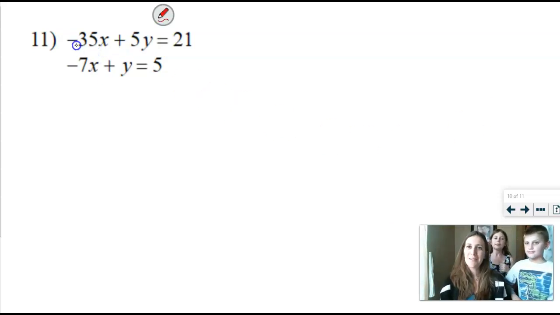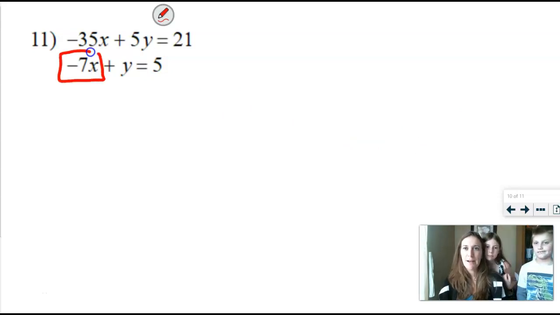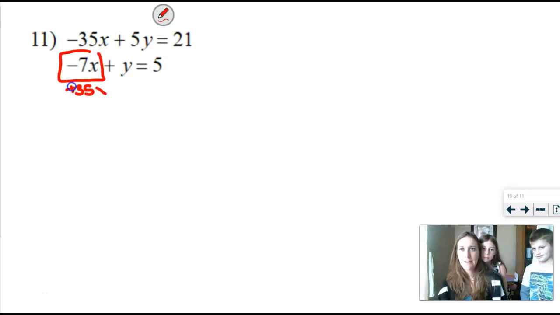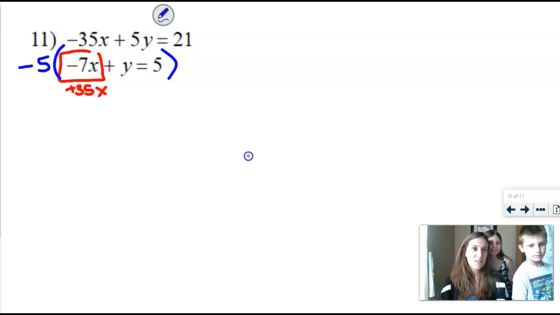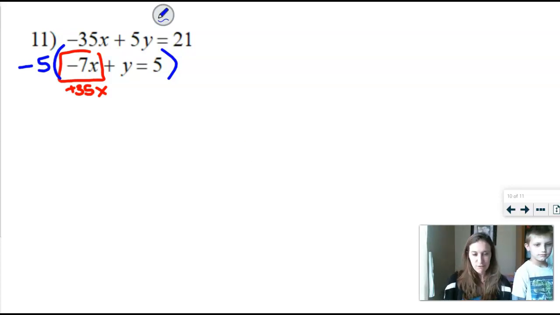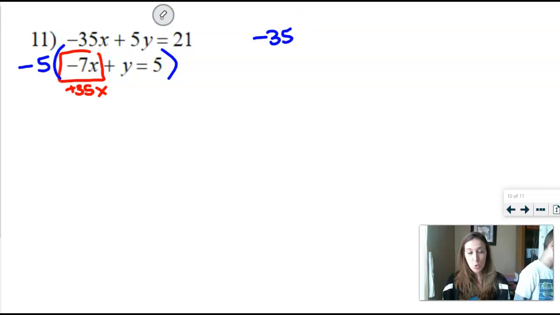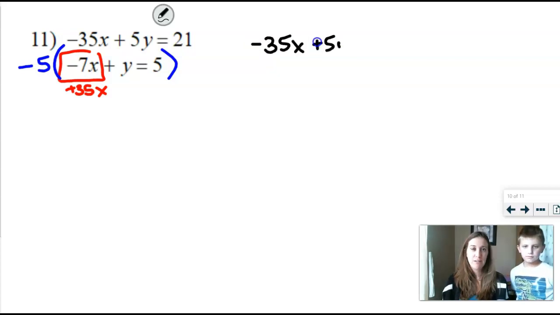So when I look at my x's, if this one right here was a positive 35x, that would knock out with this negative 35x. So what we're going to have to do to create that is multiply this equation by a negative 5. The negative is going to change the sign, and the 5 is going to change it to a 35. I am going to rewrite the whole system off to the side. So we have a negative 35x plus 5y equals 21.